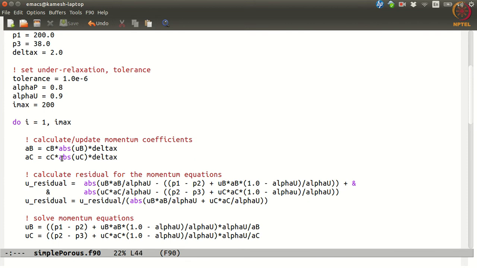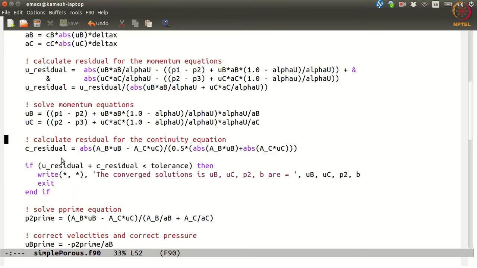Now, we will not worry about this at the moment. This is basically the residual. I'll come back to this in a little while. So before we do that, let us not worry about this part here. Let us look at the solution of the momentum equation.